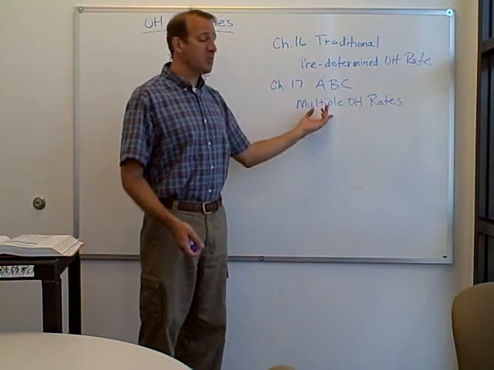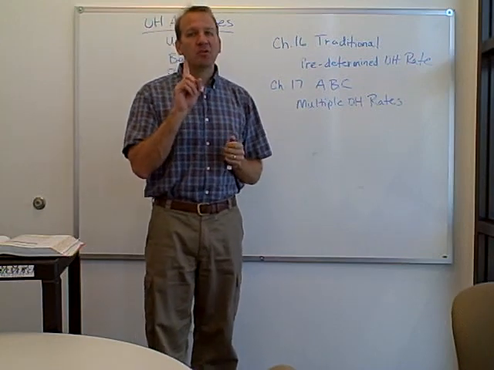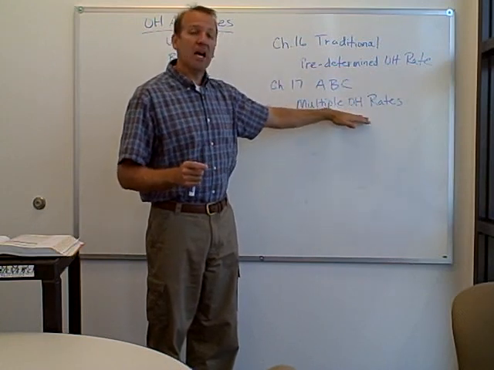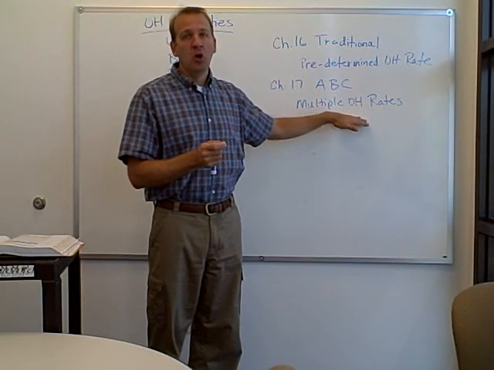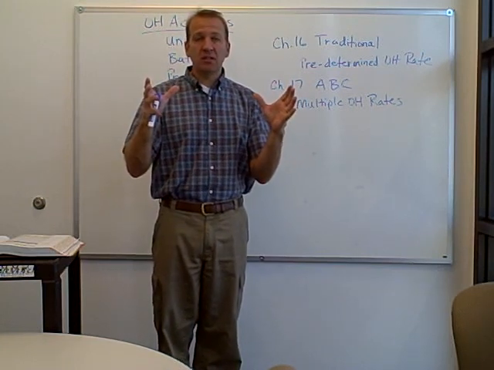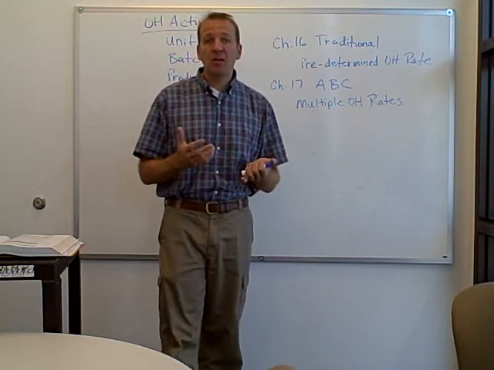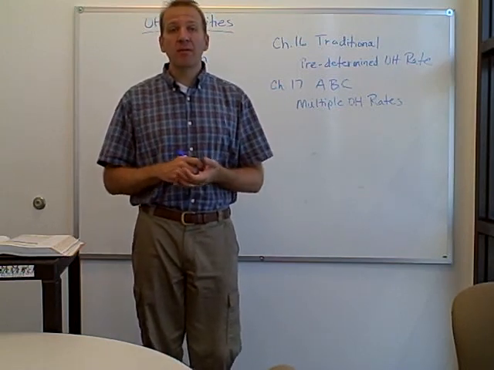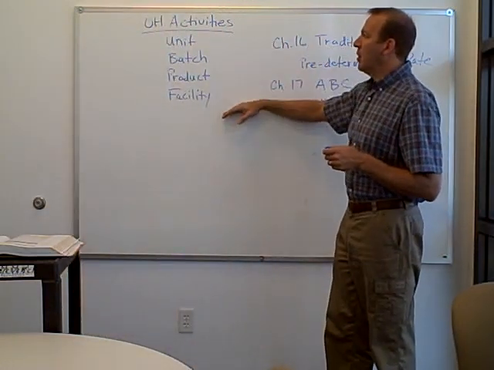Well, to be perfectly honest, chapter 17 is the same stuff. There's really nothing new in this chapter, except we're not going to have just one rate. See, this is the traditional approach. Chapter 16 is the traditional approach. In chapter 17, it's activity-based costing. We're going to have multiple activities. We're going to take this pool of overhead, instead of just allocating it using one rate, like chapter 16, we're going to divide it up into multiple rates. And it's not too hard to do it. You do it the same way. Instead of just calculating one rate, we're going to calculate many rates. 2, 3, maybe 4.